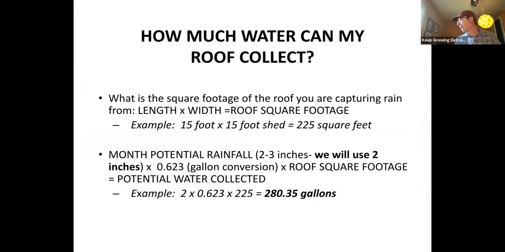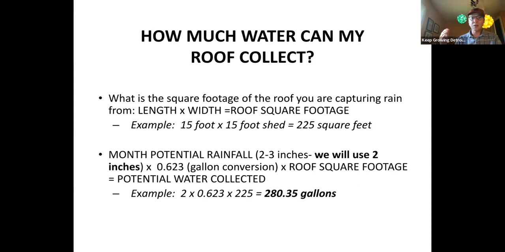So if my garage is 30 by 30, or in this case, the example here, I have a 15 foot by 15 foot shed, and that's 225 square feet, then with the month's potential rainfall and the roof square footage, I could capture upwards of 280 gallons of water.